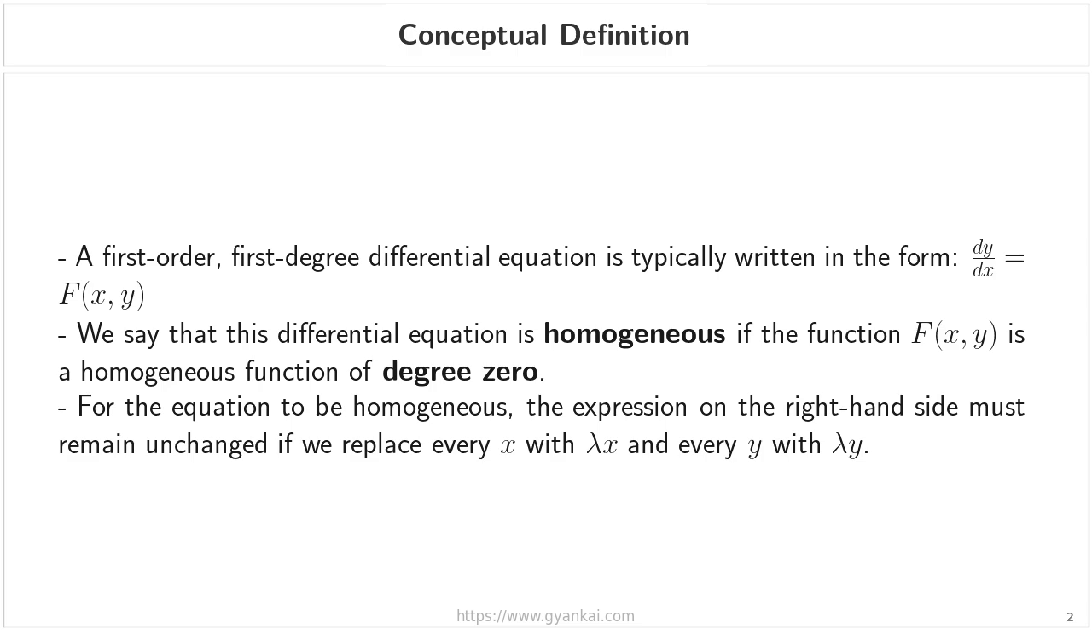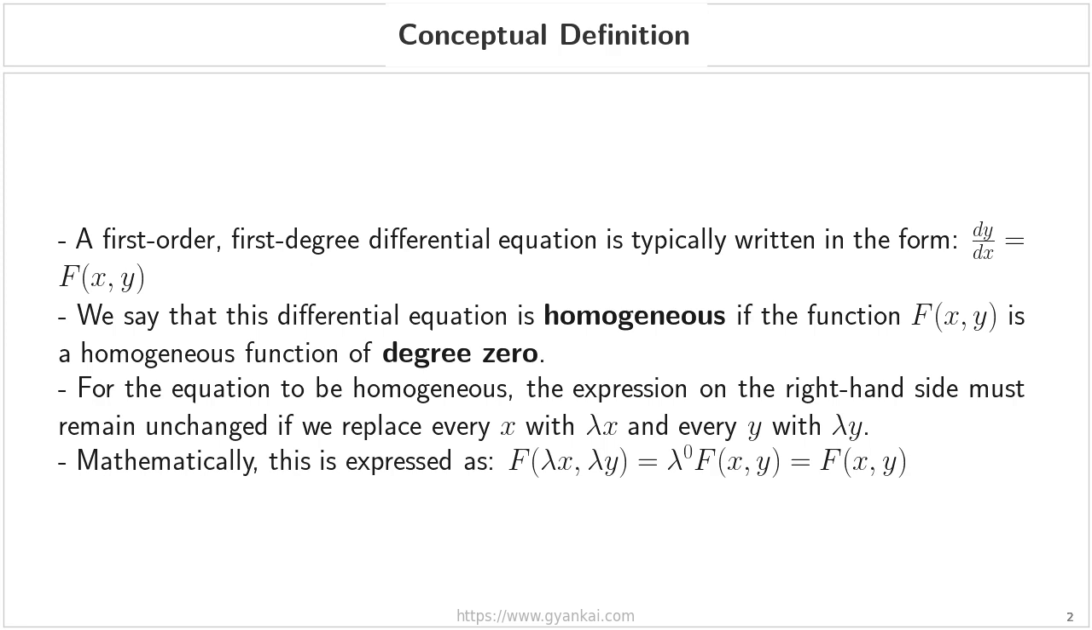Specifically, if we replace every x with lambda x and every y with lambda y, the overall function should stay exactly as it was. To put this into a formal mathematical notation, we express this as f of lambda x comma lambda y equals lambda to the power of 0 times f of x comma y, which ultimately simplifies back to just f of x comma y. If you see that the lambda terms disappear and you're left with your original function, you've successfully identified a homogeneous equation. In the next slide, I'll show you two specific methods you can use to test for this.